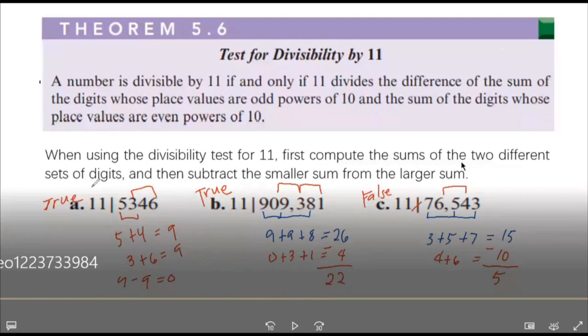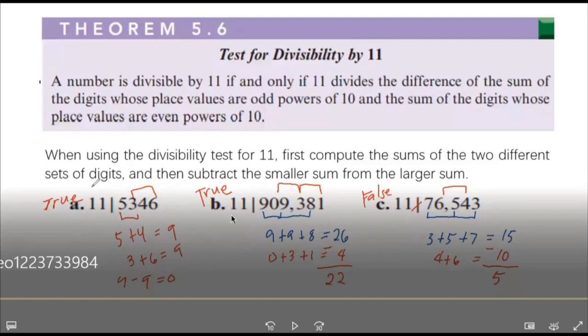So, ang sabi din sa ating instruction, compute the sums of the two different sets of digits and then subtract the smaller sum from the larger. So, ang ginawa natin, in-add muna natin yung 5 and 4. So, 5 plus 4 is 9. At yung 3 and 6. 3 plus 6 also 9. Then, subtract natin yung smaller from larger. Since equal naman sila, so 9 minus 9 is 0. Then 0 is divisible by 11. Therefore, letter A is true.